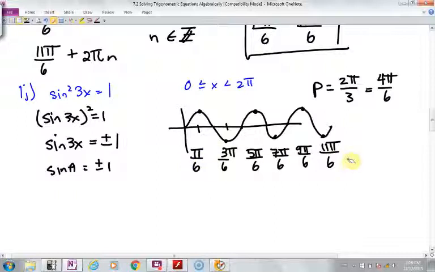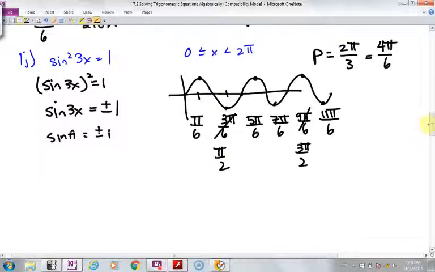Okay? Now these ones I would reduce. That's pi by 2. And this one is 3 pi by 2. Okay, just to simplify those fractions. But those are the 6 solutions that I would have. Okay? 6 solutions because the plus 1 created 3 of them, and the minus 1 created 3 of them.